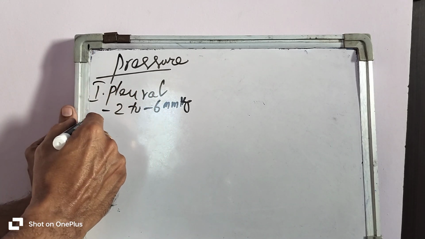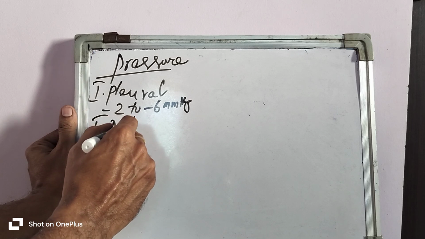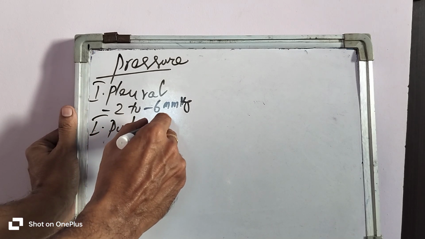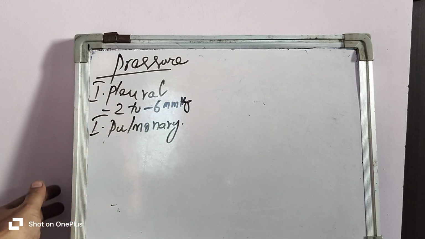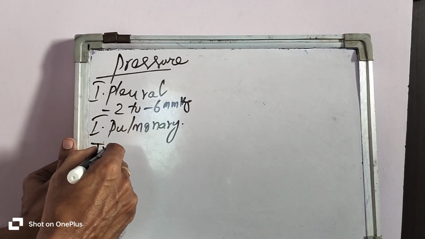And intrapulmonary pressure is the pressure inside the lung. It is also called alveolar pressure. And the third is the transpulmonary pressure.